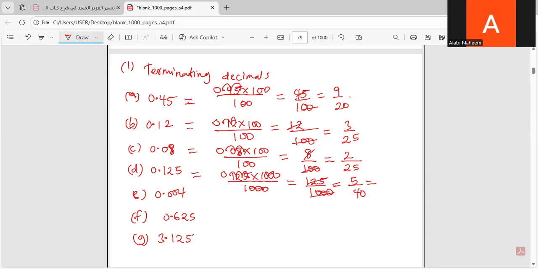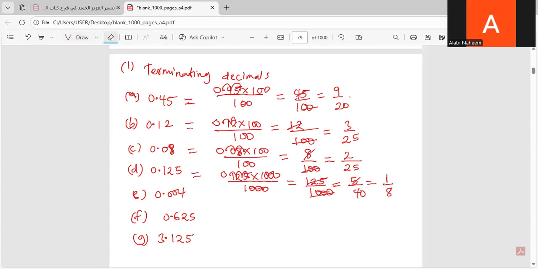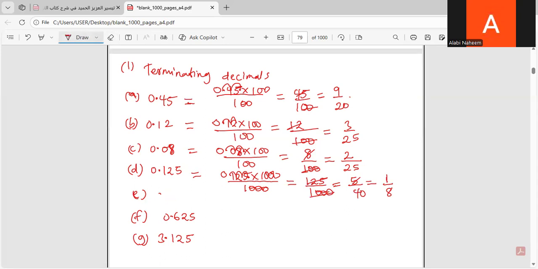You can divide by 5. 5 divided by 5 is 1. 40 divided by 5, you have 8. It's only in its lowest term. The next decimal, 0.04.